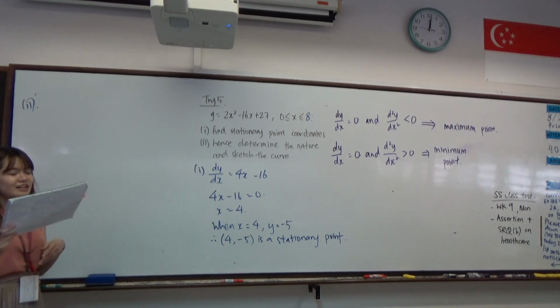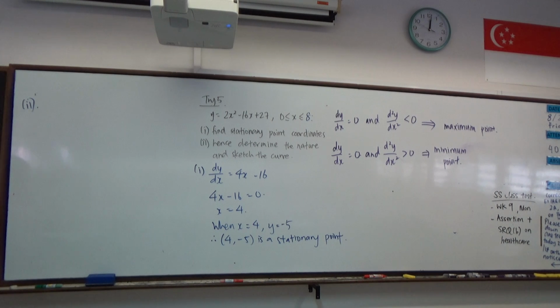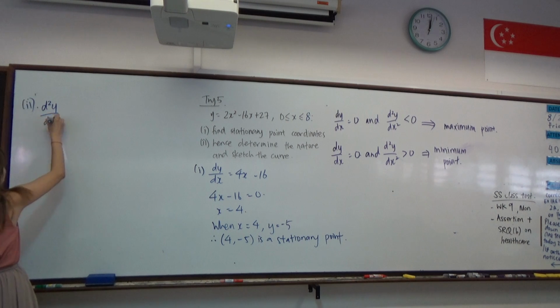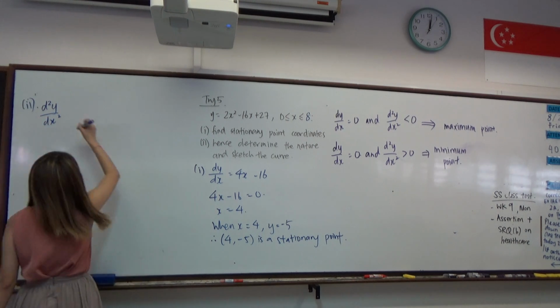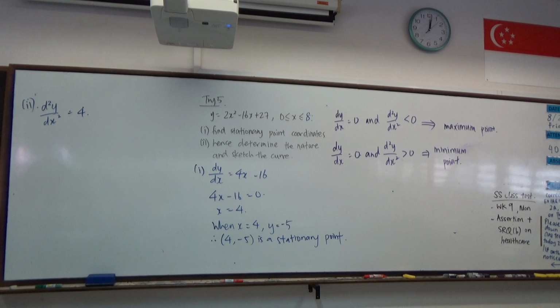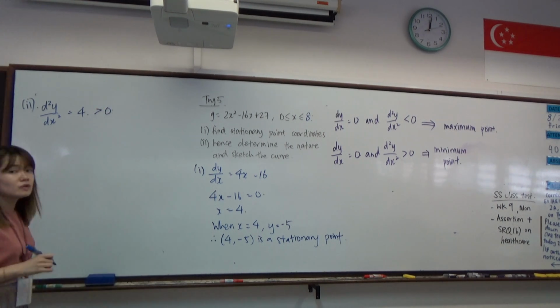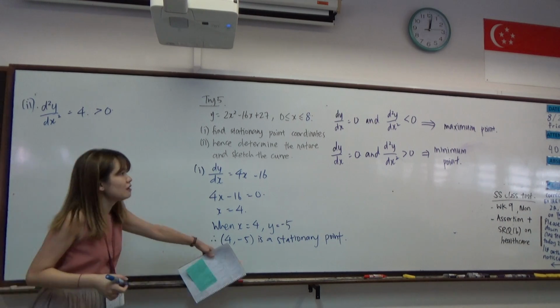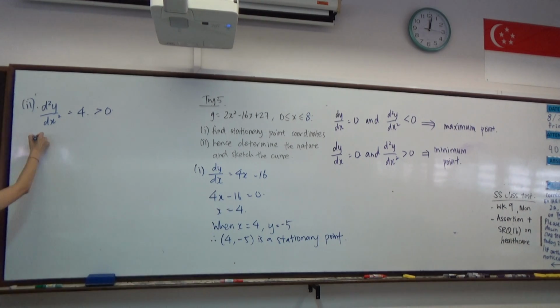Part 2, we want to determine the nature of the stationary point. At this juncture, you can definitely use the first derivative test, there's no problem about that. But let's just try to use the second derivative test. We just have to differentiate this again, and that will be equal to 4. This is clearly a positive number. So therefore, this point will have to be a minimum point.